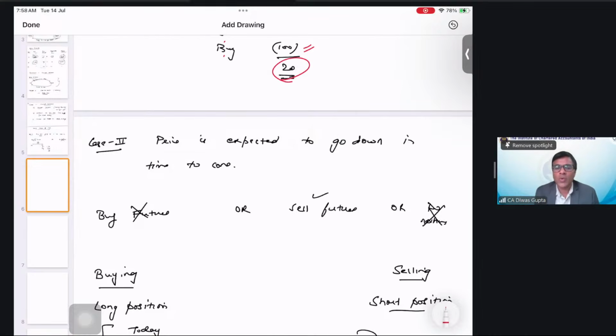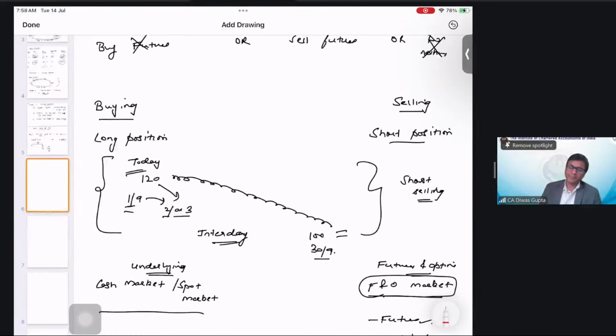Then for case 2, if the price is expected to go down in time to come, then what I'm going to do, I'm going to sell the future. Selling the future will mean that I am going to benefit once the price goes down. Then again, there are two different types, buying and selling. Buying means there is a long position, selling means there is a short position. Okay. So what I'm going to do today, I'm going to sell at 120 rupees and I'm going to buy at 100 rupees after 30 days.